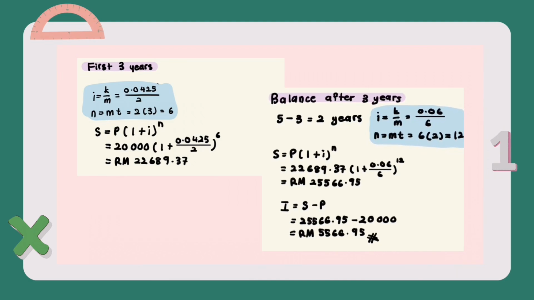So we need to calculate the future value for the remaining 2 years. So S equals P in bracket 1 plus i to the power of n. So we need to substitute the values. So S equals, P is 22,689 ringgit and 37 sen, in bracket 1 plus i is 0.06 over 6 to the power of 12. So we got 22,566 ringgit and 95 sen.